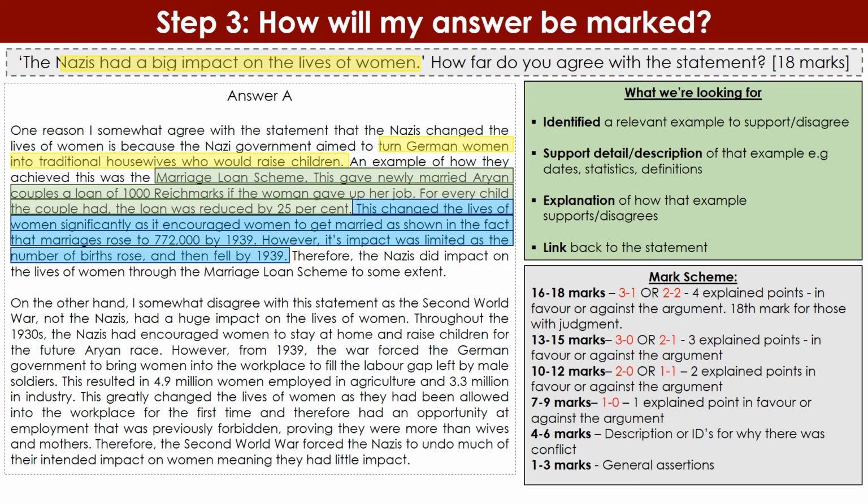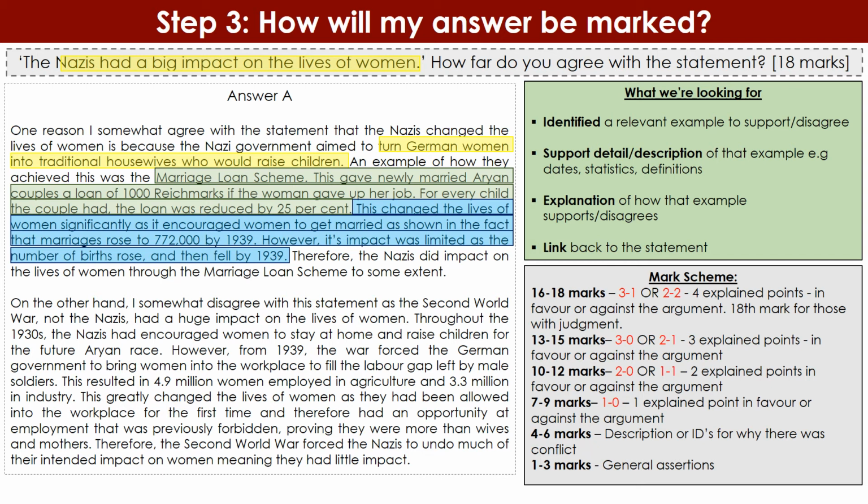They say that it encouraged marriage, and this is shown in supporting details such as the fact that 772,000 women were getting married by 1939. But they then show some nuance by saying, well, actually, even though the number of marriages increases, which is a big impact on the lives of women, the number of births rises and then falls again by 1939.